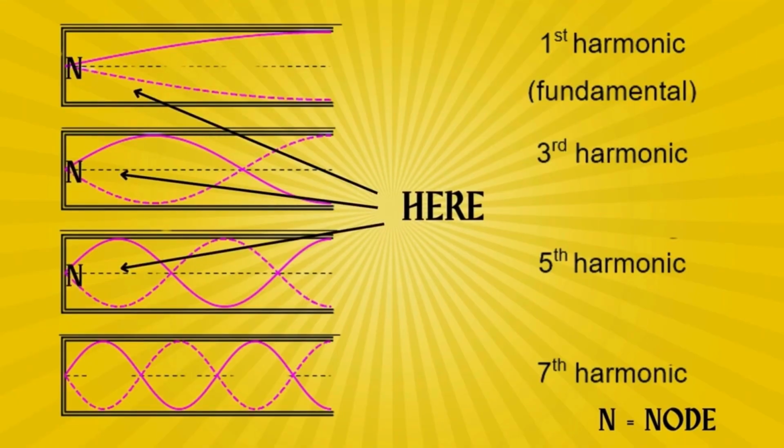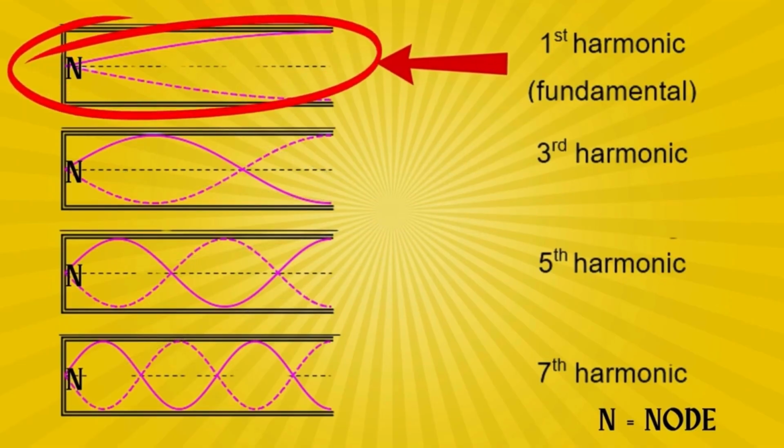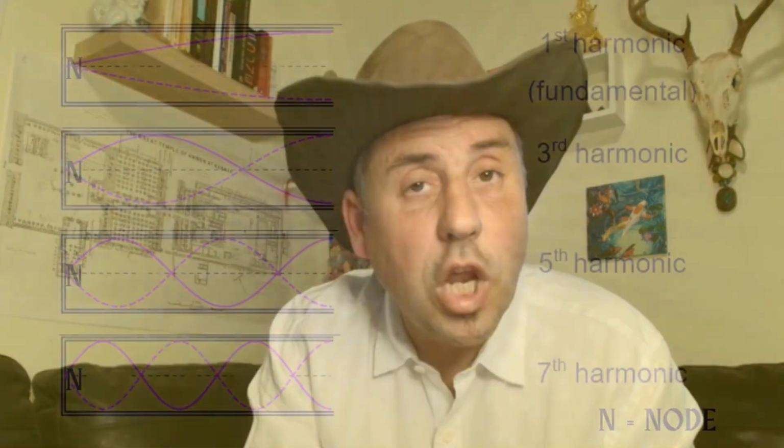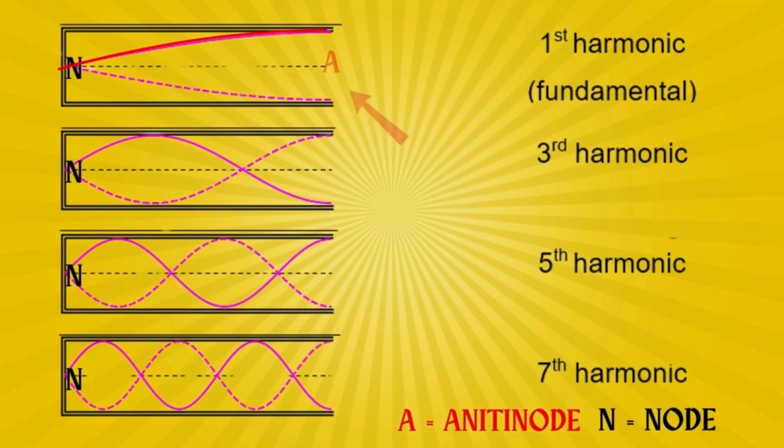A node is a location of low pressure. The lowest fundamental frequency of a resonant chamber is the lowest frequency in which the chamber can sustain a standing wave, which is also called the first mode or first harmonic. As you can see here, a quarter of a wavelength will fit inside the cavity, leaving the antinode flush with the end of the cavity.